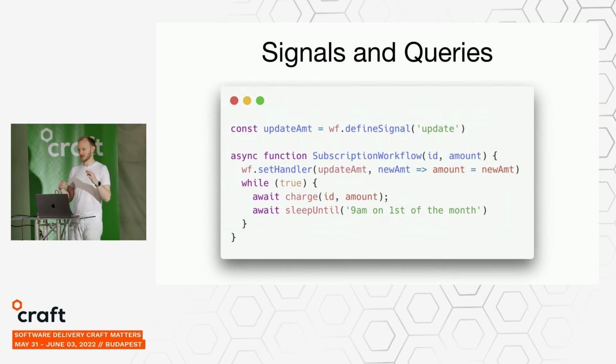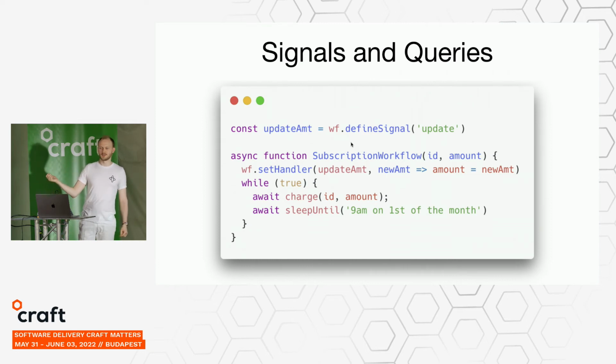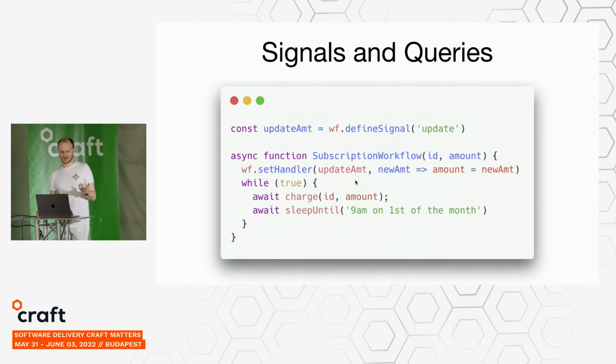Continuing with workflow APIs, we have signals and queries. So a signal is, hey, I've already started this workflow, and I need to give it more information or tell it to do something. So it's sort of like a method. You can define a signal. This is update signal. Up here, we're defining it, and down here, we're setting the function handler. So whenever someone calls this update signal, a client would be doing that, take the update amount and provide a new amount so that whenever we're charging, we're using the most recent amount. So that's a signal.